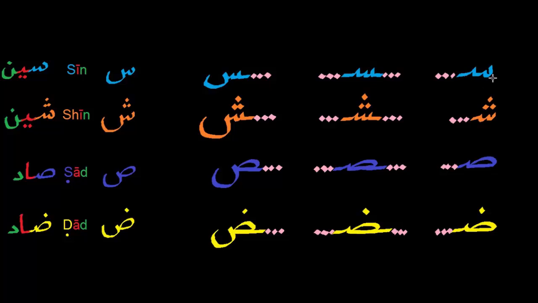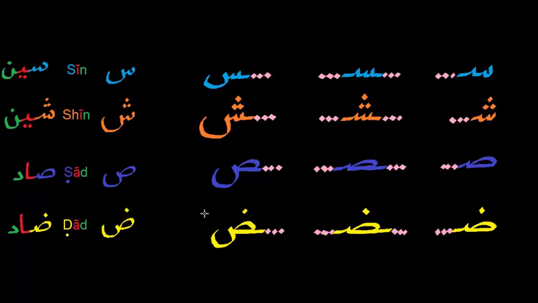Now, in the beginning of a word, the seen is written in the following way, and so is the sheen. The only difference between the two is that the sheen has 3 dots on the top. The sad is written like this in the beginning of a word, and the dad is written in a similar fashion, except it has a dot on the top. In the middle of a word, they're written in the following fashion, and at the end of a word, they're written in the following way.